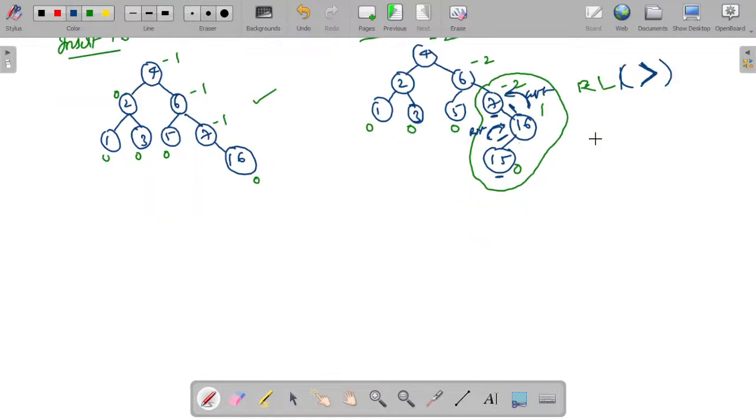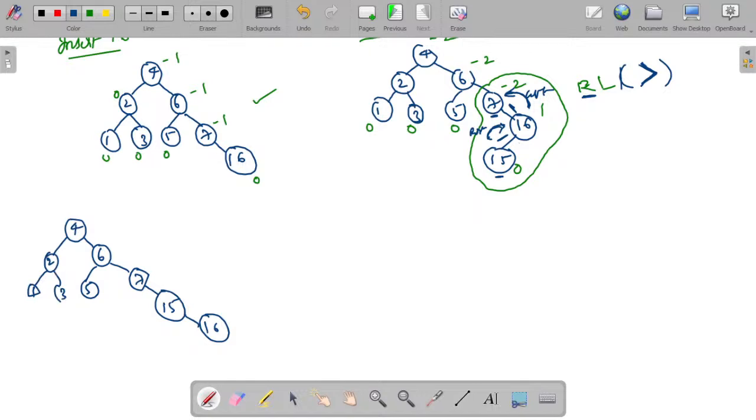I am writing them here. So 4 stays as it is, 6 stays as it is, and here 7 also stays as it is, because in RL rotation the first rotation, the right rotation, should be performed between the grandchild and the parent node. So between 16 and 15 the rotation is performed. So 15 is pushed up and 16 is pushed down. Now we should not compute the balance factors immediately. We have to perform the next rotation also.